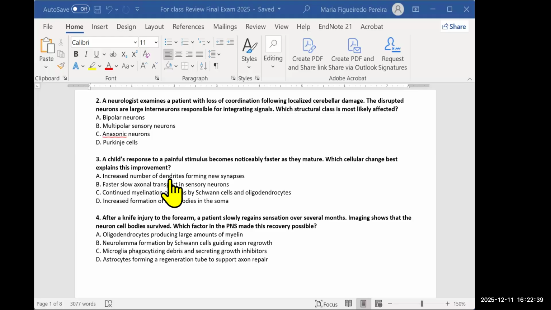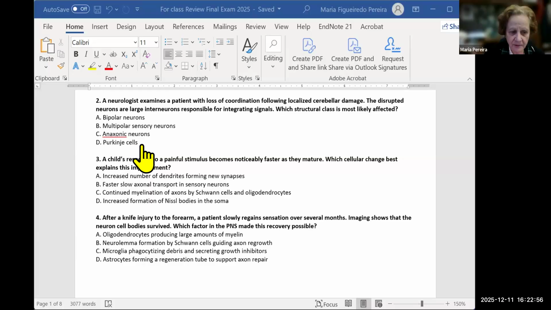Professor, I just wanted to make sure I don't get confused on this. On the Purkinje cell question one, the Purkinje cells are from the cerebellum, and even though those are multipolar, they're not sensory neurons, right? They're integrative neurons or interneurons. Yes, absolutely. Okay, thank you.